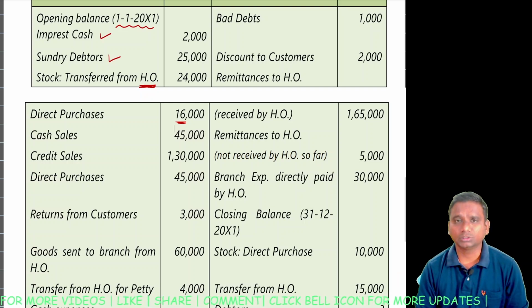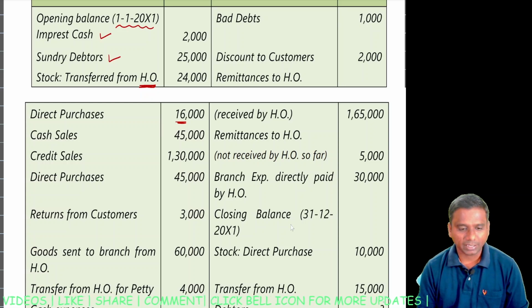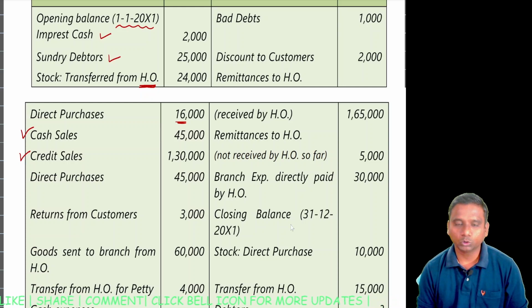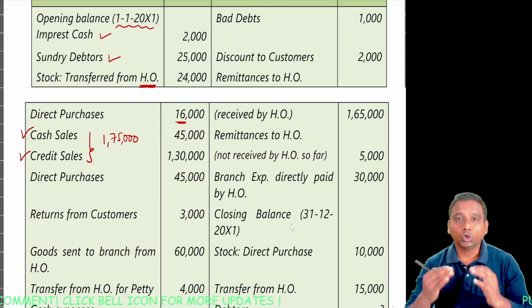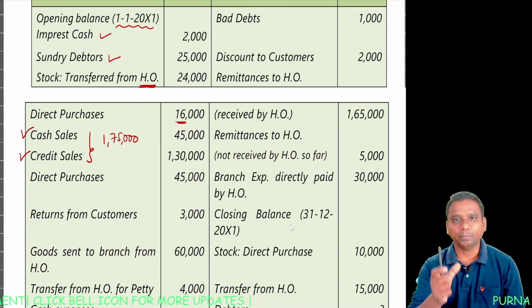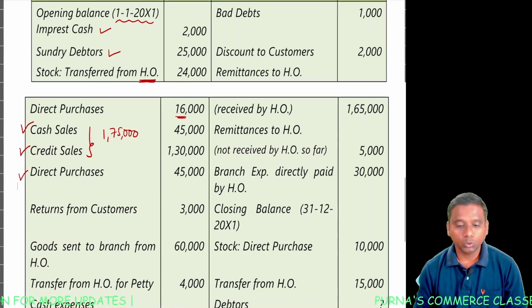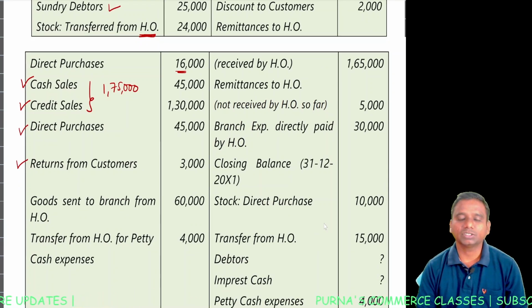Next step is to identify the amount of goods sent by the branch. Look at the information one by one. Cash sales, who sold? Branch. Credit sales, who sold? Branch. Tell me what the total sales is. 45 plus 30, 1,75,000 total sales made by the branch. So this is the amount we have to receive. Next, direct purchases. The branch made direct purchases, but who has to pay the amount? Head office.